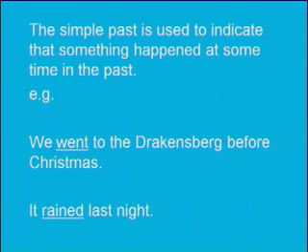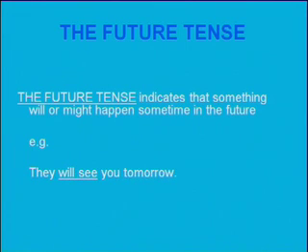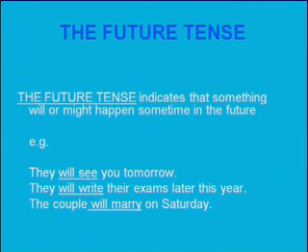Let's go on to the future tense. What about the future tense? The future tense indicates that something will or might happen sometime in the future. What about some examples? They will see you tomorrow. Right, it's going to happen in the future, tomorrow. They will write their exams later this year. Again, it's going to happen in the future, later this year. The couple will marry on Saturday.